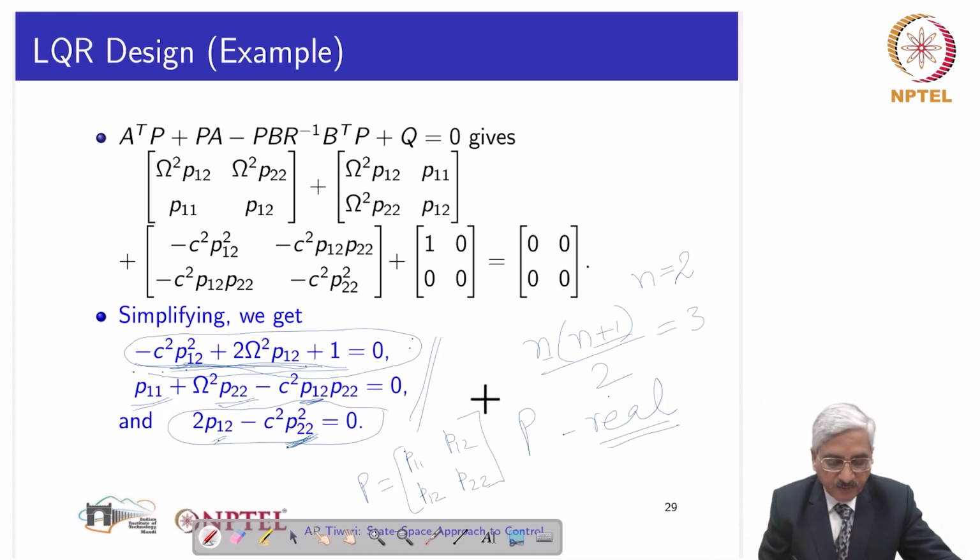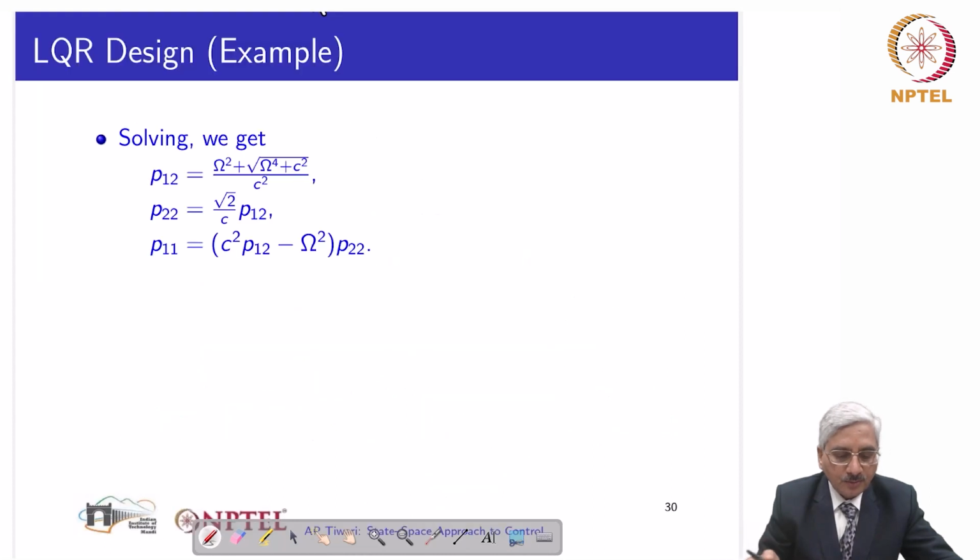This should be positive definite. So for this, P11 should be positive. We will get that. P22 should be positive. We will get that. And all entries real. So only those solutions we will accept. So if we do that, we get the solution for various elements of P.